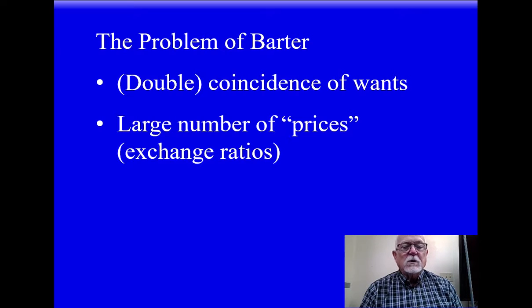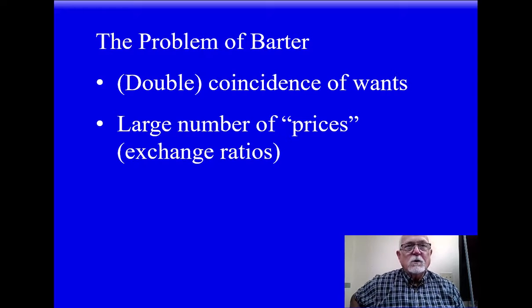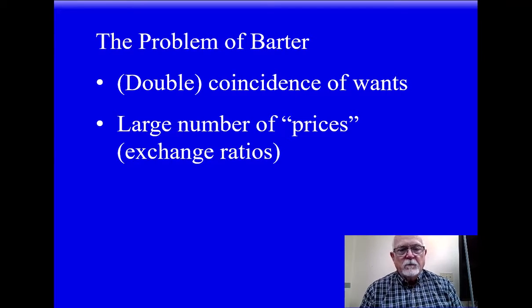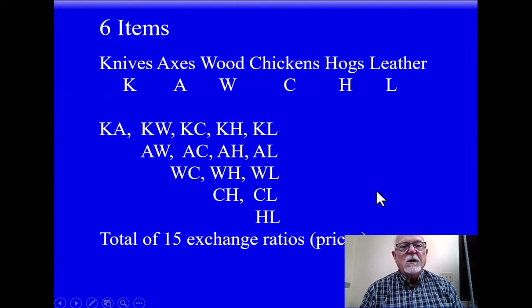Then there's actually a large number of prices. Notice I have that in quotes; exchange ratios is really what we're talking about when you have a barter. So I'm going to quickly go through a little simplified example. Let's say we have this little area, and the only things that are produced and bartered are knives, axes, wood, chickens, hogs, and leather. I came up with this in terms of what people could actually survive on. Maybe we could do away with axes, I don't know, but that's pretty handy for cutting wood for sure.